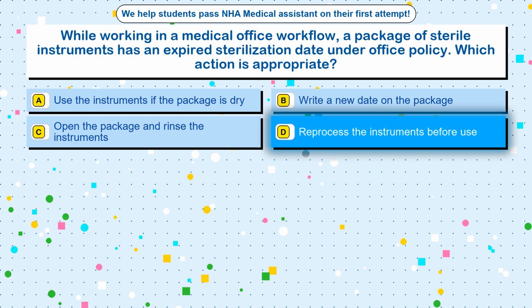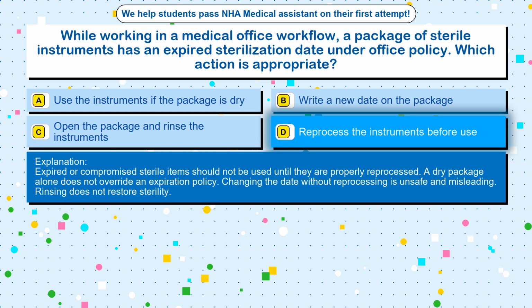The correct answer is option D, reprocess the instruments before use. Expired or compromised sterile items should not be used until they are properly reprocessed. A dry package alone does not override an expiration policy. Changing the date without reprocessing is unsafe and misleading. Rinsing does not restore sterility.